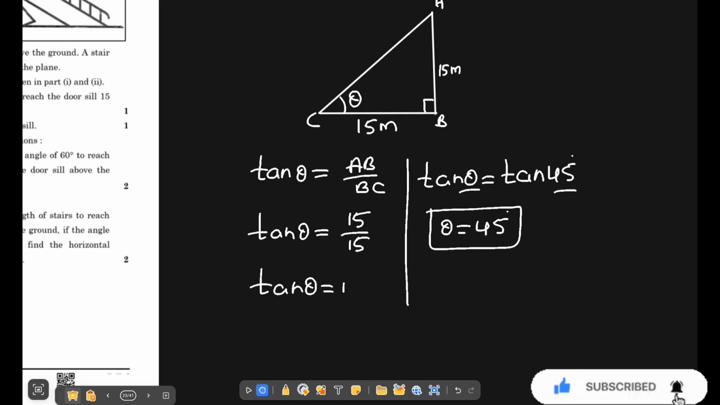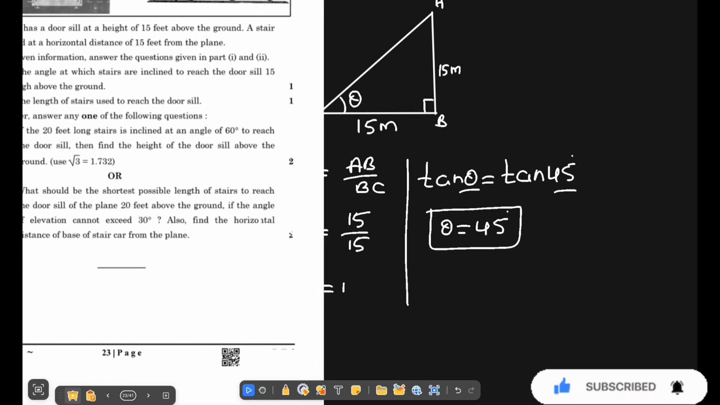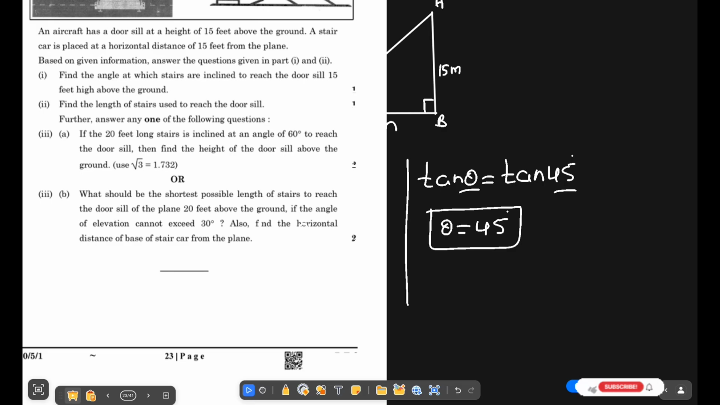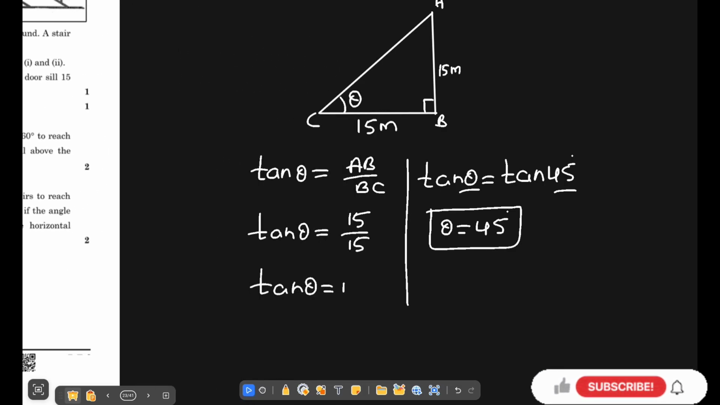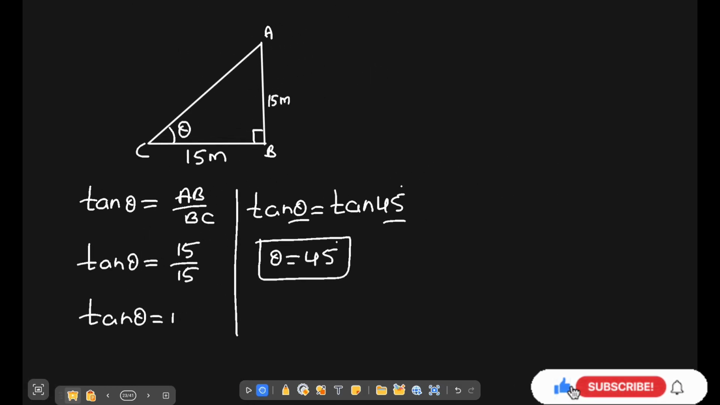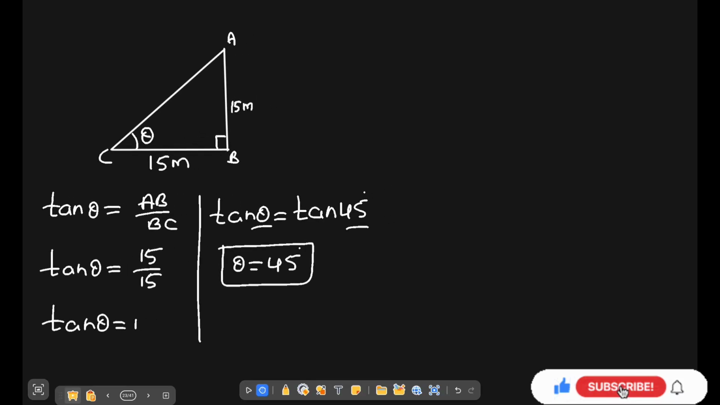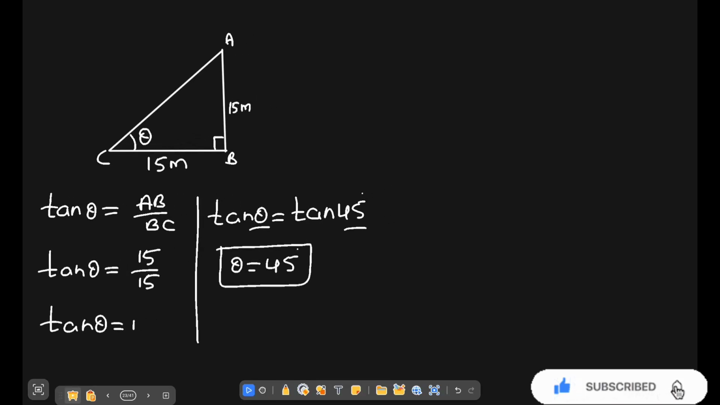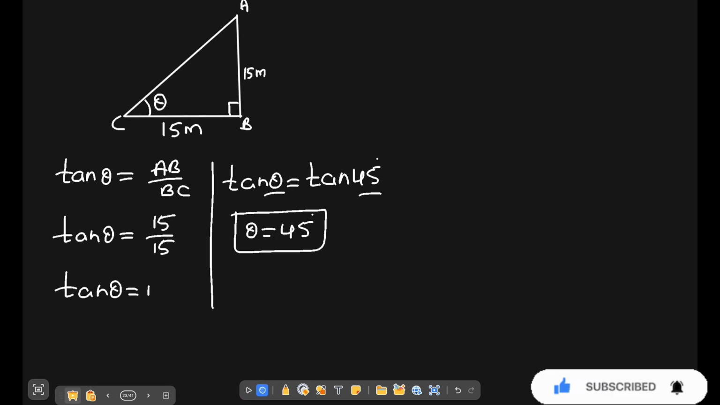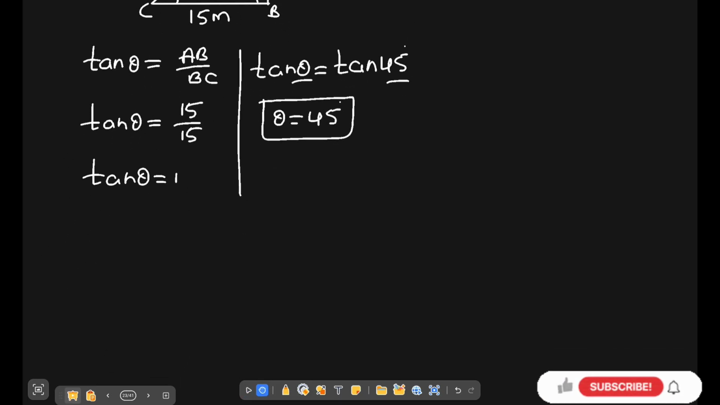Now what is the next question? Second, find the length of the stair car used to reach the sill. So we have to find this AC. You know that AC square is equal to AB square plus BC square. Let's apply the Pythagoras theorem here.